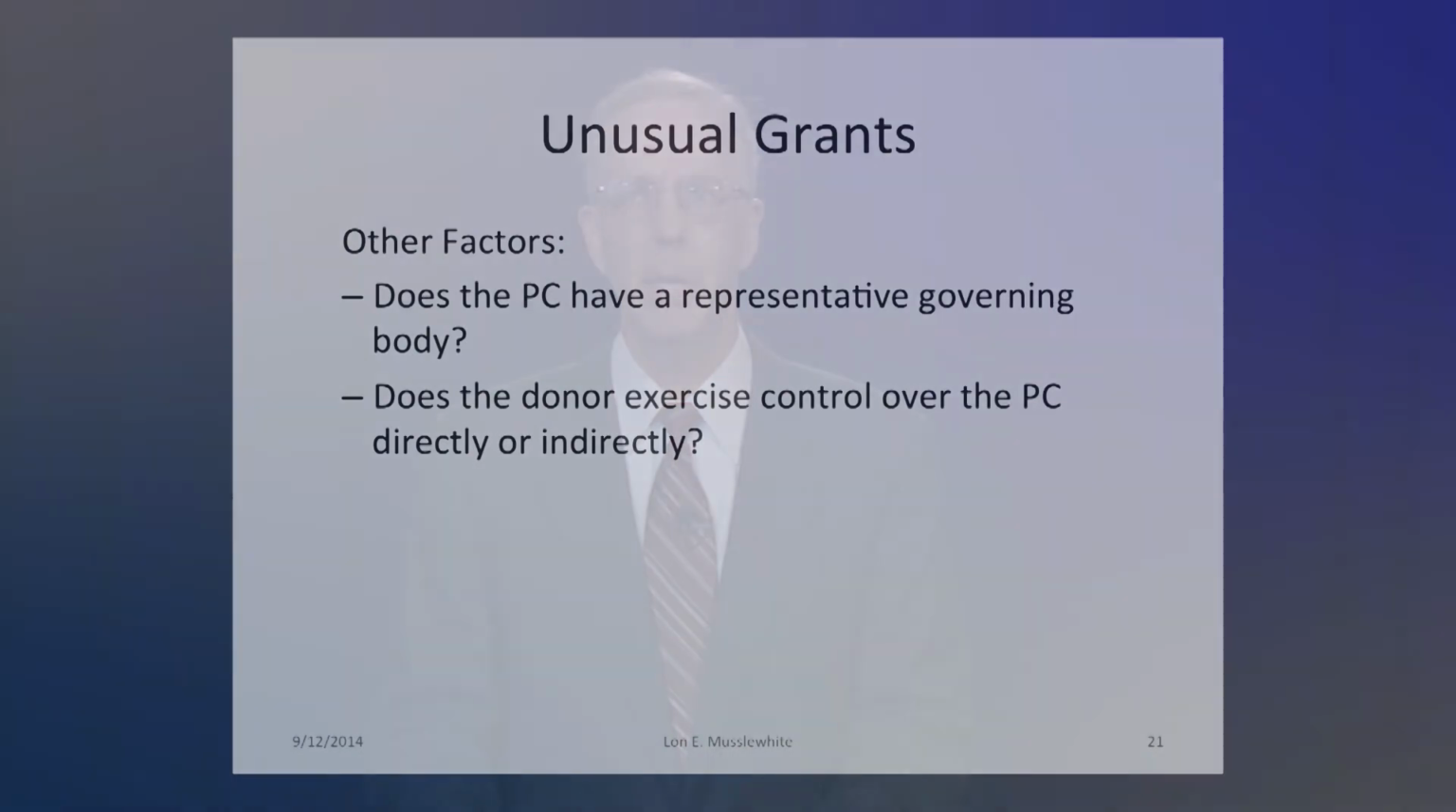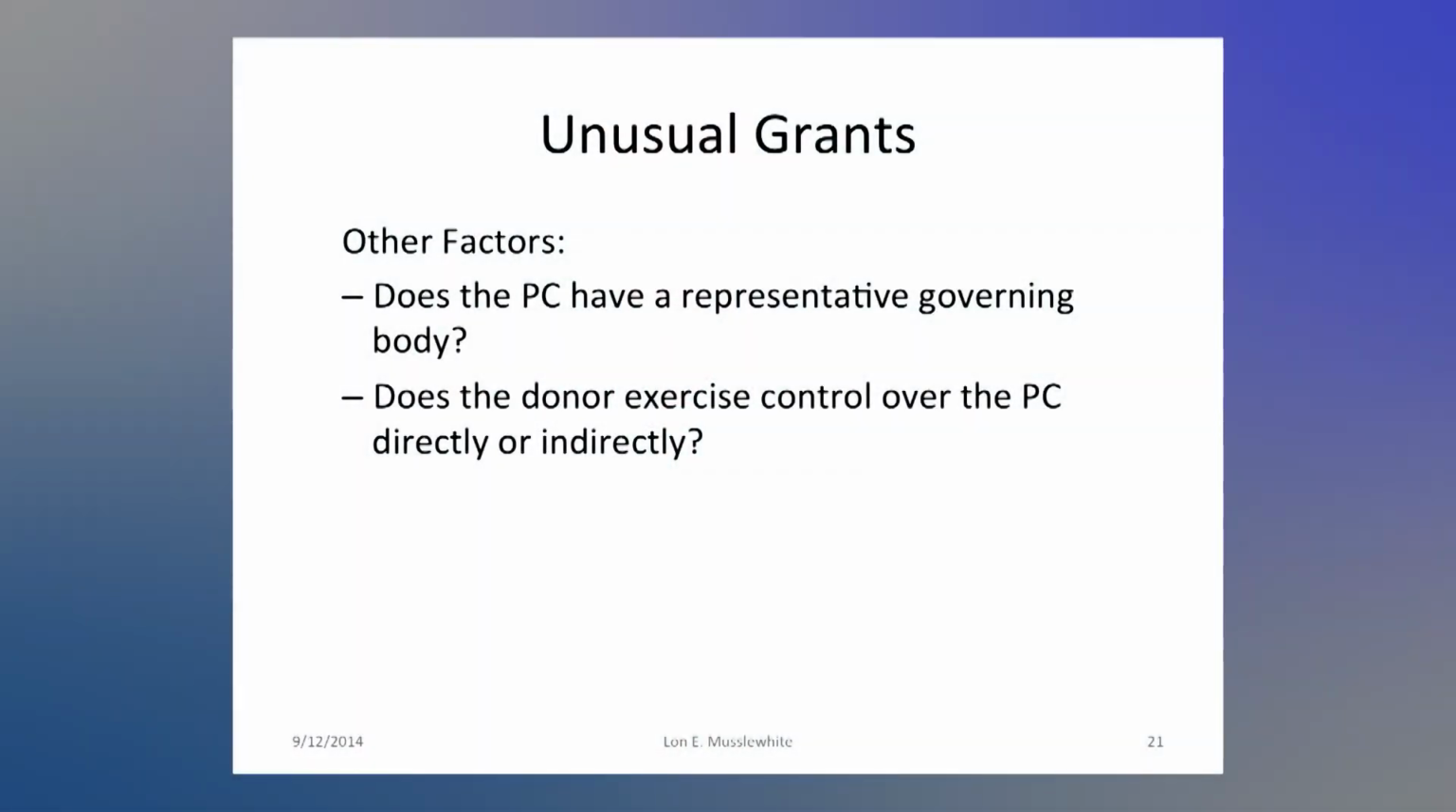Then the regulations throw in a couple of factors that I will mention, but it's hard to weigh their significance because they sound a lot like the 10% facts and circumstances test. Does your charity have a representative governing body? It's really hard to link that up to the unusual grant characterization, but I'll just note it because it's in the regulations. And if you do, and you are trying to make an argument to the IRS that you have received an unusual grant, it's worth noting.